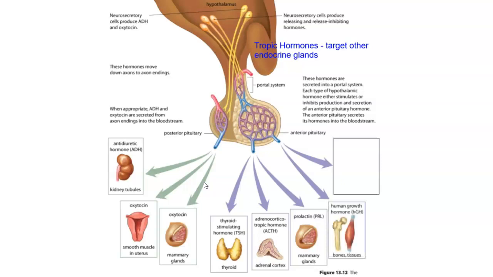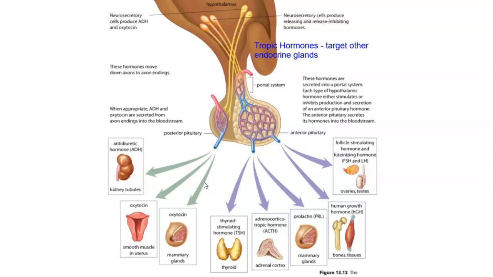And then human growth hormone. This one is not a tropic hormone. It is an actual one that has a real function. This will tell the bones and tissues and other cells in our body to do cell division and protein synthesis and break down fat, which we'll talk about in its own separate video.